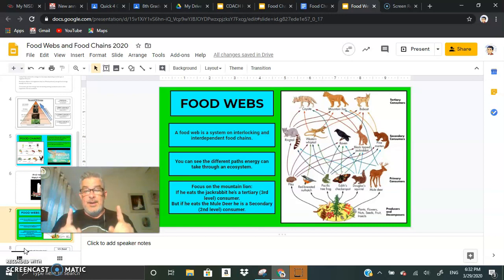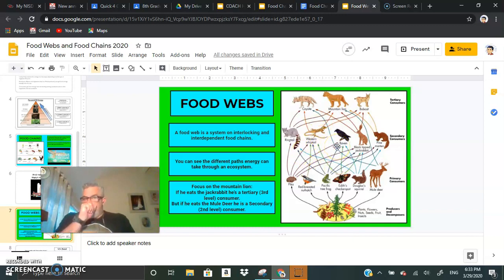And then remember, arrows always show the direction of energy, not who eats who. Okay. So if you look over here, this ringtail is not going to eat the coyote. And this jackrabbit is not going to eat the mountain lion. Those arrows are showing what direction the energy is flowing.